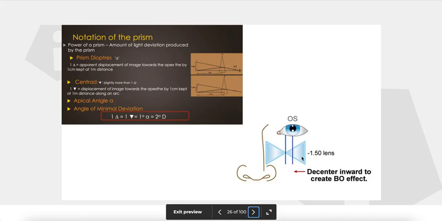And here we can see if we have a minus lens in front of the eye and we do nasal decentration toward the nose, then instead of the center of the lens being in front of the center of the eye, actually it will be a prism in front of the left eye with the base out and the apex toward the nose. So it will produce a base out effect.